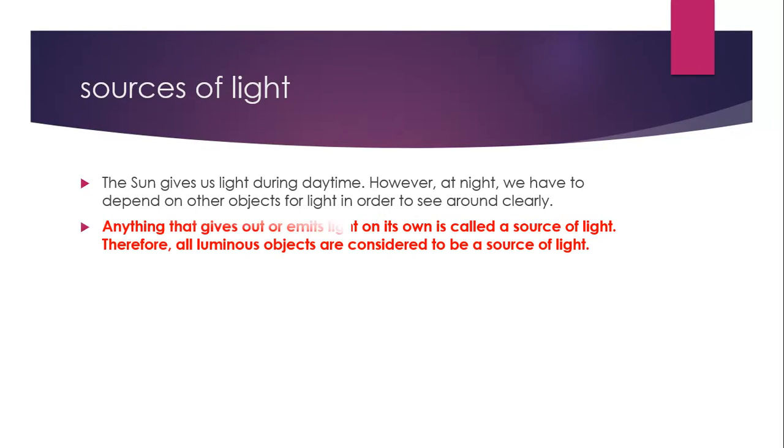What is the concluding line now? Anything that gives out or emits light on its own is called a source of light. Therefore, all luminous objects are considered to be a source of light. This concluding line should be in mind.